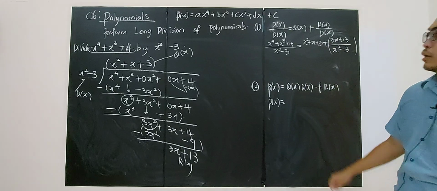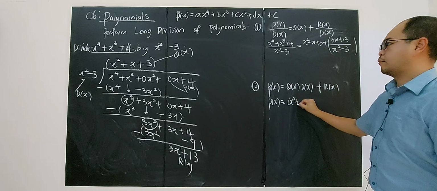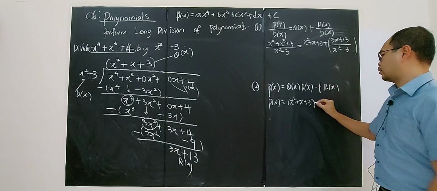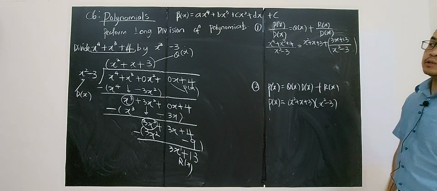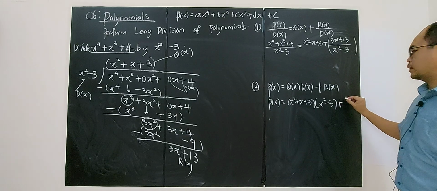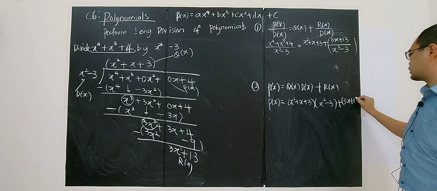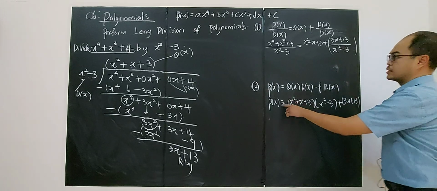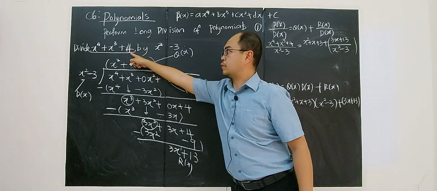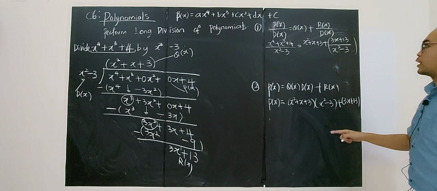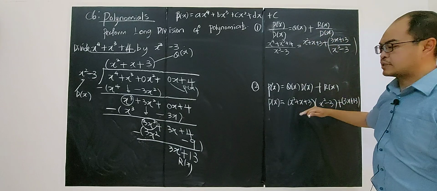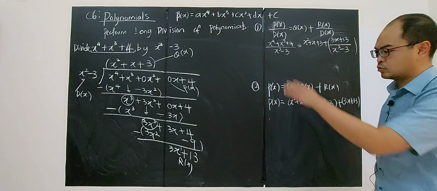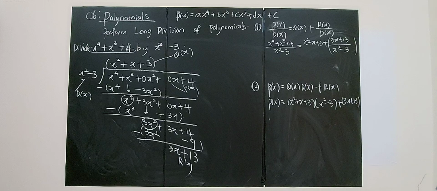Or you can write this as a multiple of qx. Your qx will be x squared plus x plus 3, and your dx will be x squared minus 3, plus your remainder 3x plus 13, right? So px is this one. If you multiply, you will get back the x power 4 plus x cubed plus 4. So this is the way you present your answer after you do long division. So that's all. I will give you more examples for long division in the next video.